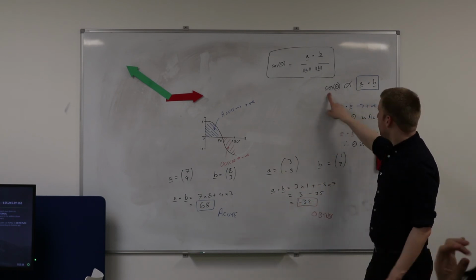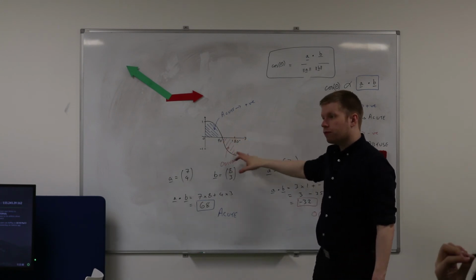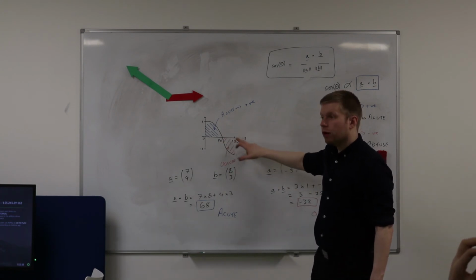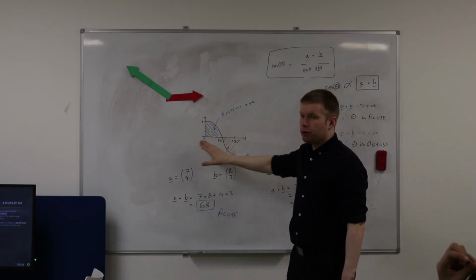And that's approximated by this. So because it's negative, I know it must be in this part of the graph here somewhere. Whereas because that's positive, it must be looking at angles in between here and here.